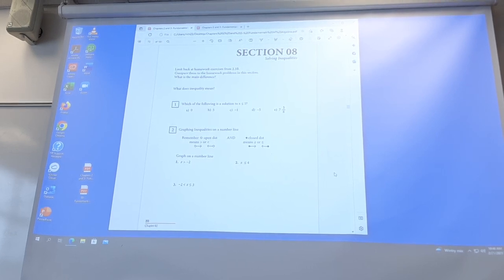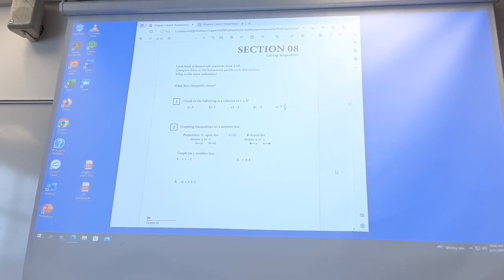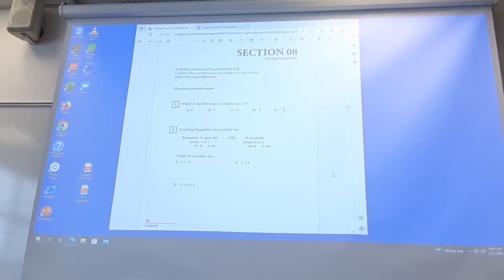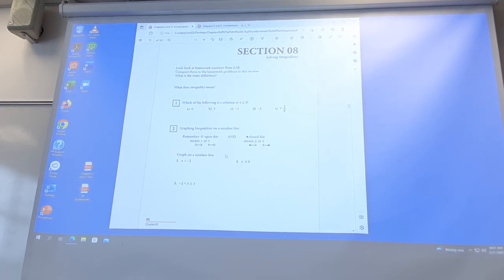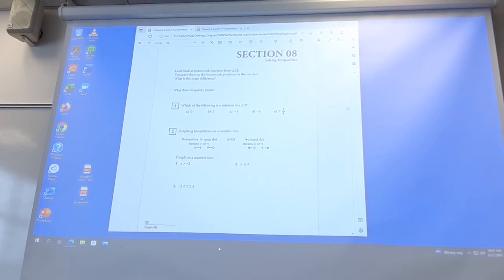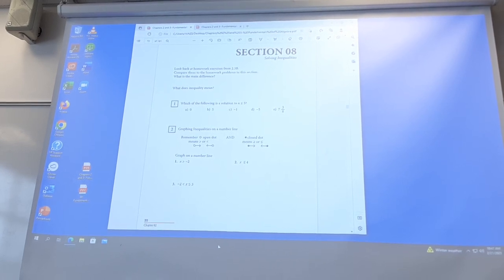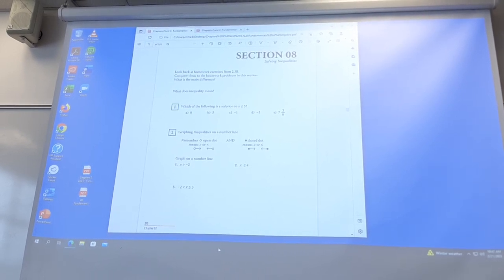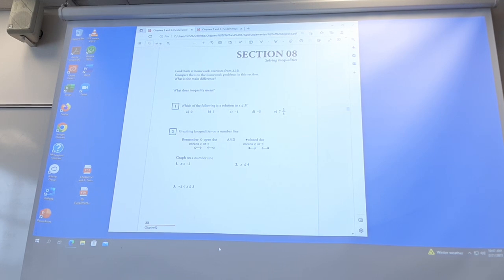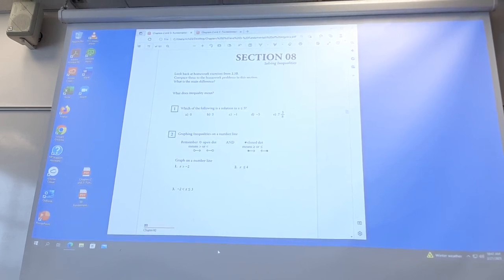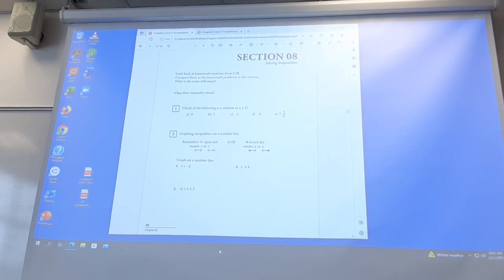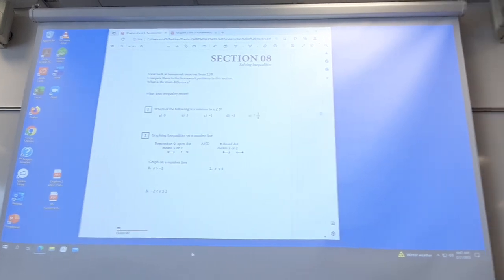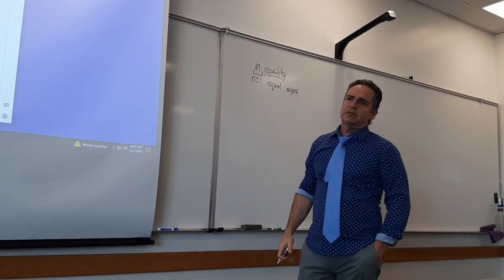So go back to our first page, our explanatory section. It says, what is the main difference? Go ahead and write that down: in 2.3b, everything had an equal sign, and in this section 2.8, everything has an inequality sign. The next question says, what does inequality mean? Literally translated, not the same, not equal. Whenever we put the prefix in front of a word, it means not. Inequality means not equal or not the same. We don't have equal signs.